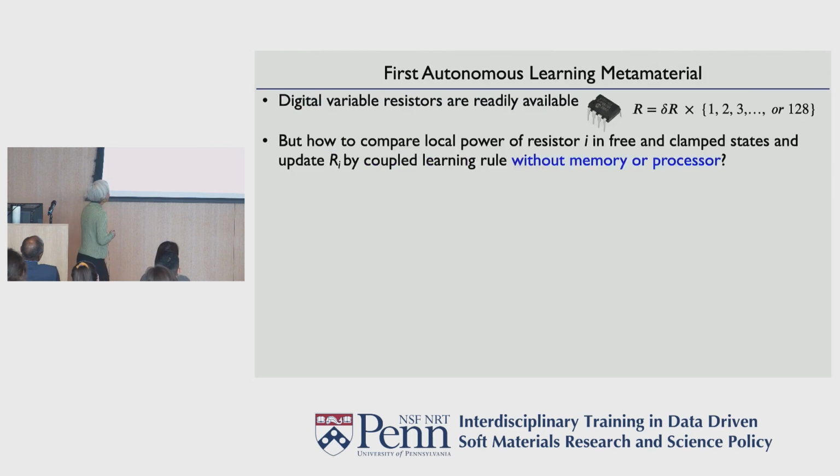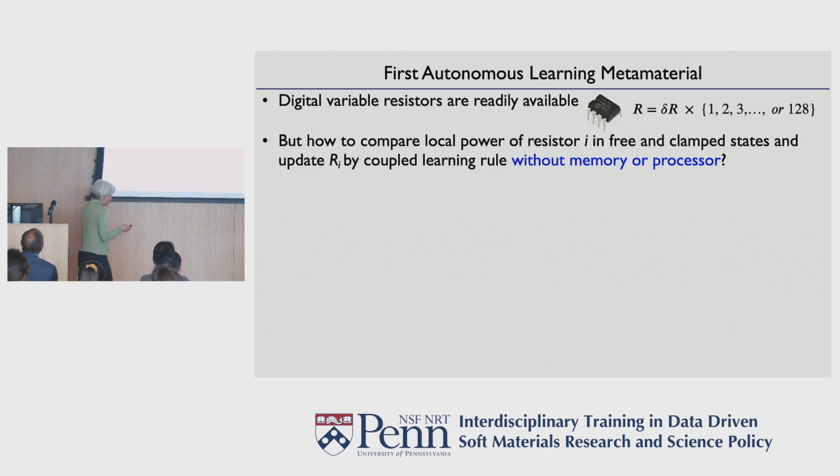So how do you implement it in the lab? This is where Sam Dilvu, who's sitting back there, and Doug Durian, who's sitting here, come in, because they built this thing in the lab. The first generation is based on the idea of digital variable resistors, which have a bunch of resistances and you can just click them up or down.